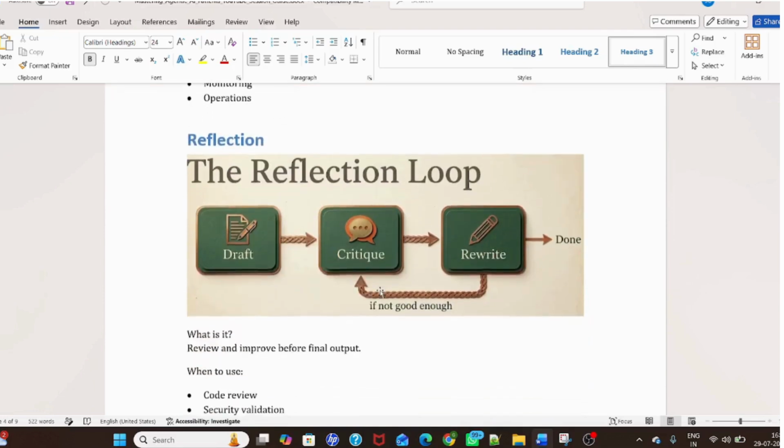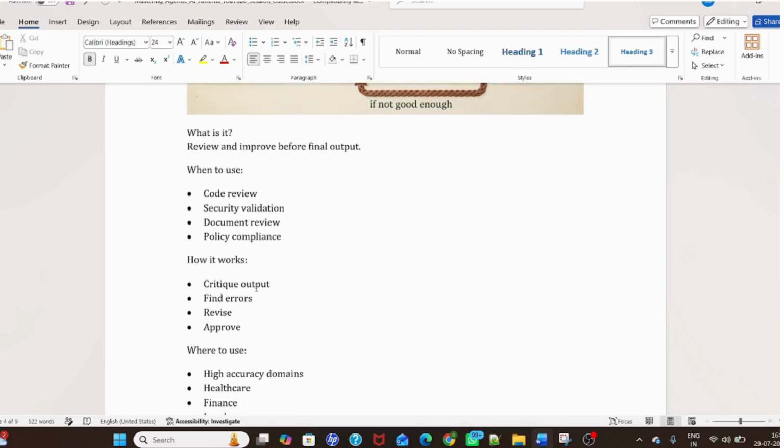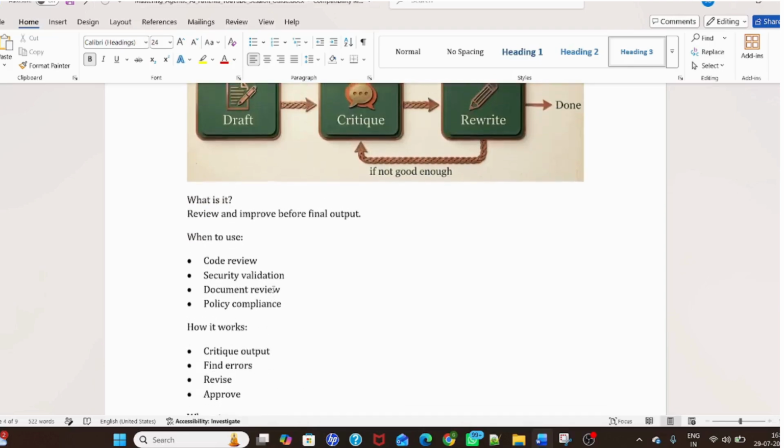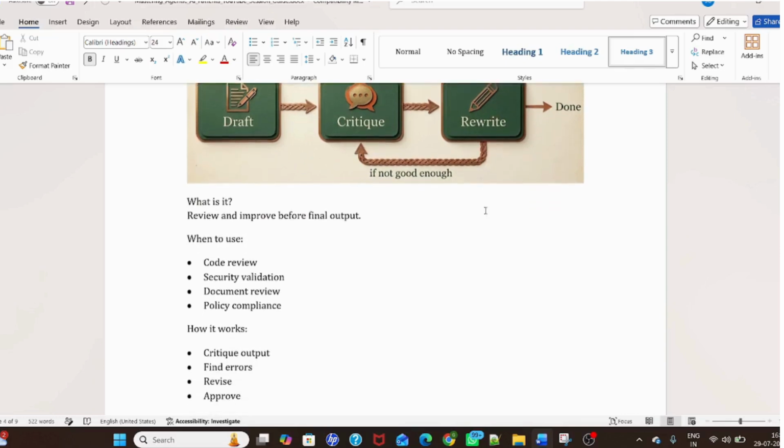Now, for reflection, the third one, it is like you are writing an email. You will first make a draft copy, then someone will give a suggestion or correct it, and again you will rewrite. Like code review, security, document review, policy compliance, critic output. Just like in a movie, right? A movie being made, then the critic gives an answer, then again they correct it, cut the scenes, and finally they make it a proper film before it actually comes into the market.